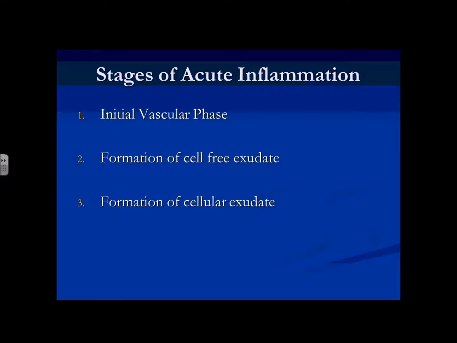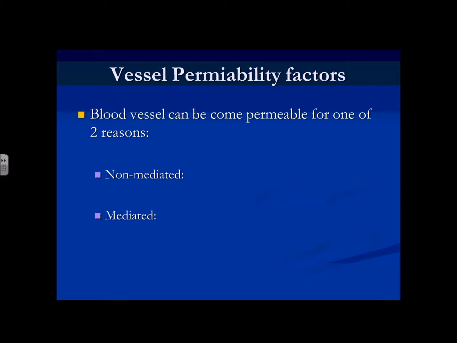Vessel permeability can be affected by 2 things. We refer to these as non-mediated and mediated. So what this means is how much stuff can get out of the vessel. Ultimately, this is the point in this initial vascular phase. It's to get the blood cells, the defense cells, to the area. So we want the vessel to be fairly permeable. And that's why we've got 2 methods that we can use, and we can use them simultaneously.